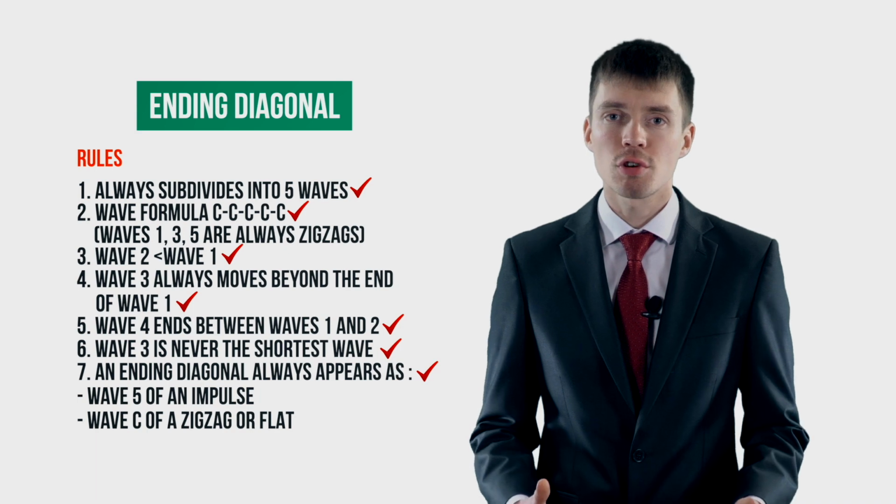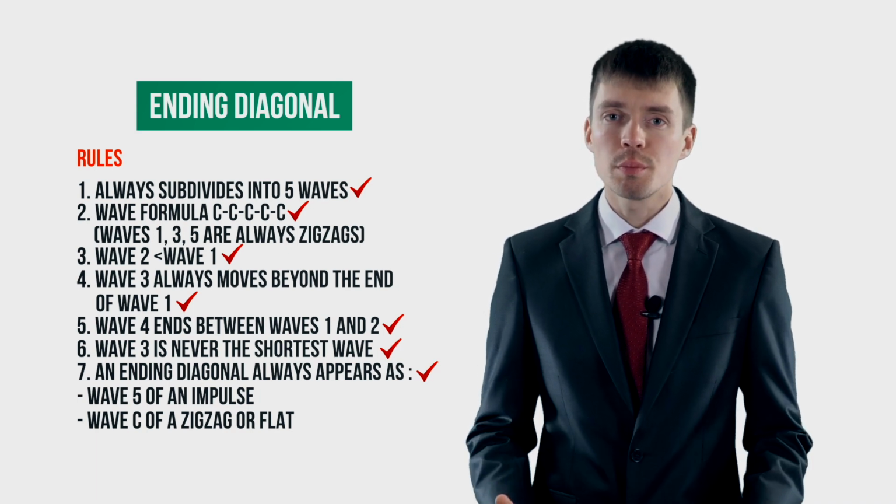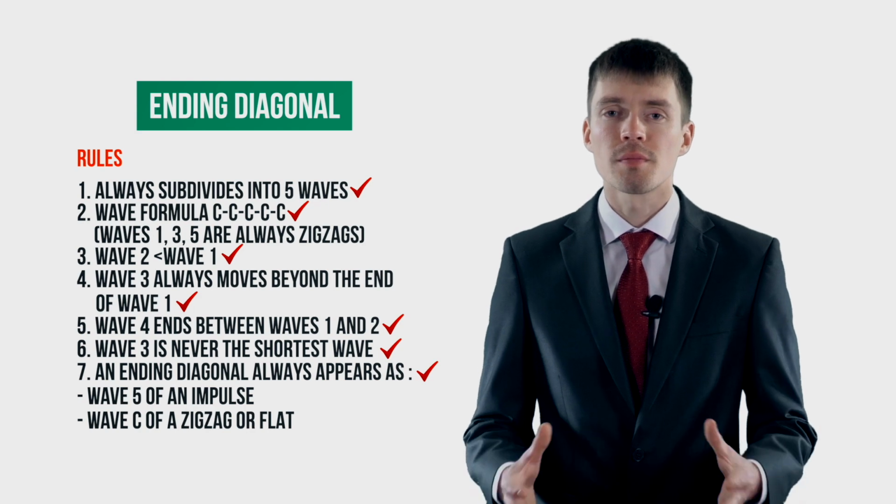Now we are familiar with the three types of waves which are formed in the motive mode. These are the impulse, the leading, and the ending diagonals. In the next lesson, we will begin to consider the waves formed in the corrective mode. And I remind you that this video course is devoted to the theory of wave analysis.